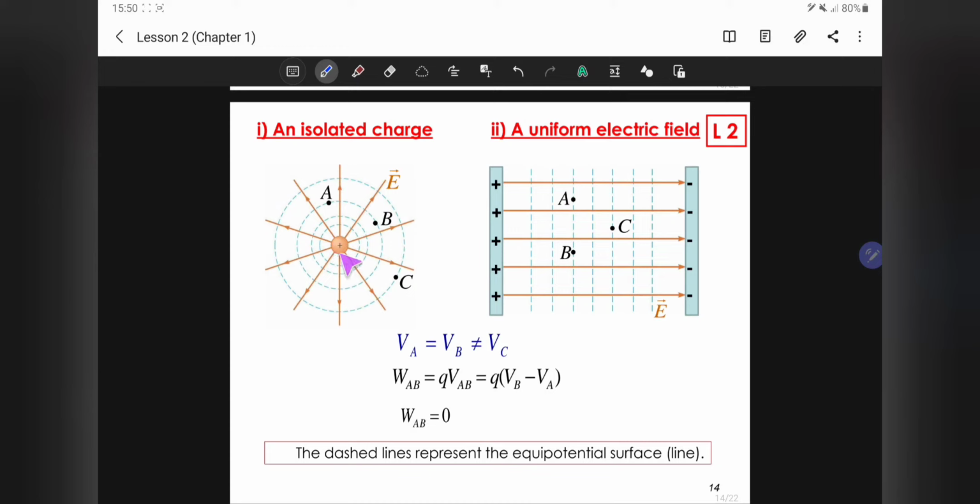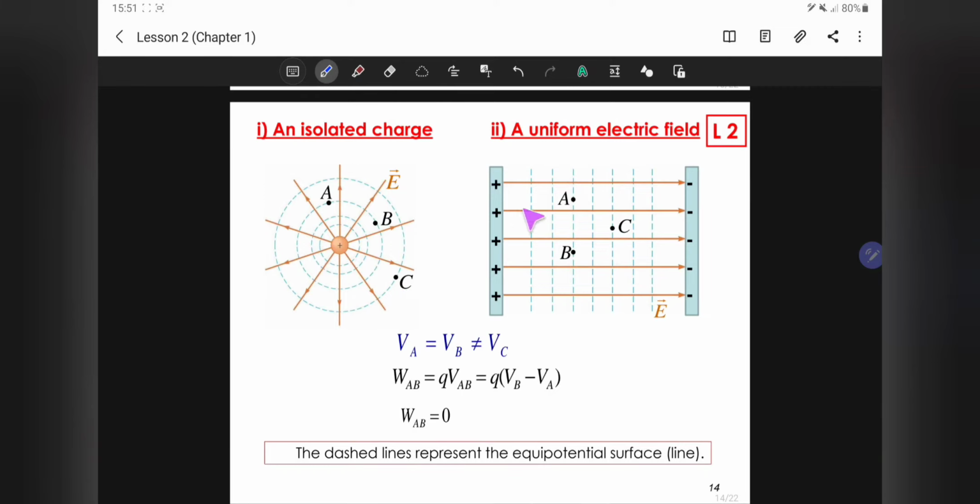Okay, C. Now the charge given, the isolated charge, is a positive charge. So A is nearer to the positive charge, so VA is greater than VC. By changing this isolated charge to be negative, A is nearer to our negative charge. So A is more negative compared to C, isn't it? So VA is smaller than VC. So it depends on the type of charges given actually. But for this case, A is nearer to our positive charge, so VA is greater than VC.